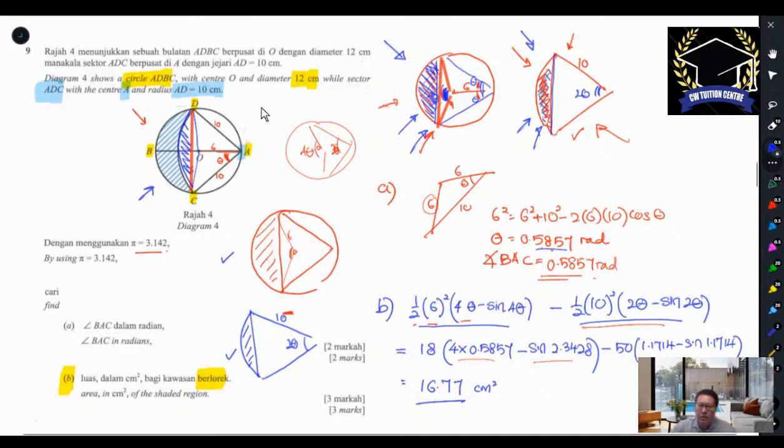This one is 6. Okay, we can ignore this one. So not to confuse ourselves. 6 and 6. Here is 4 theta. Here is 2 theta. Segment minus segment. How about this explanation? Hope you can understand this one.